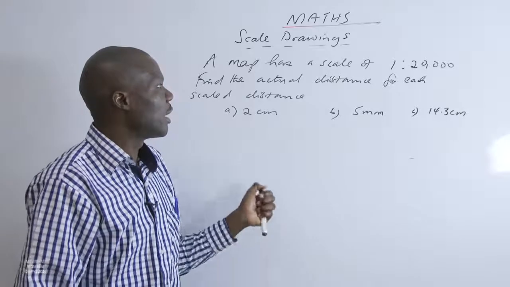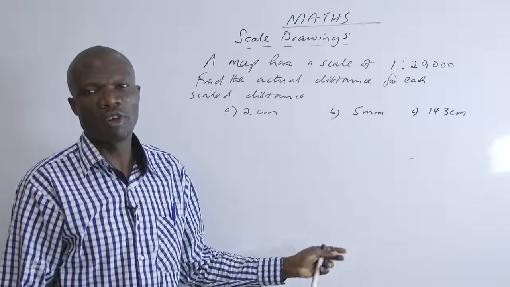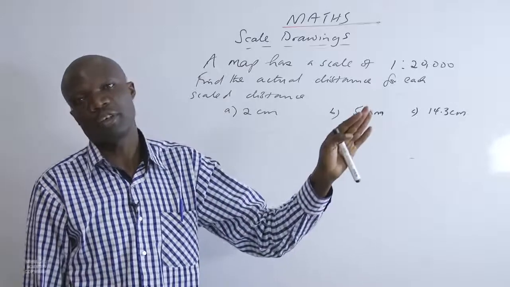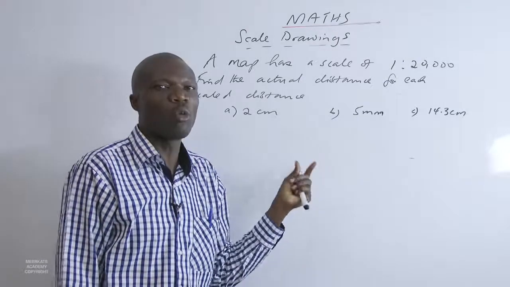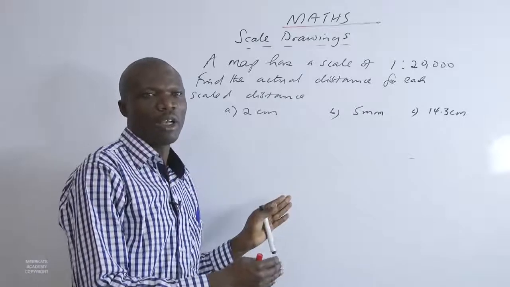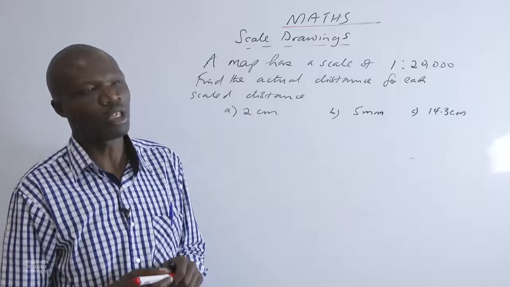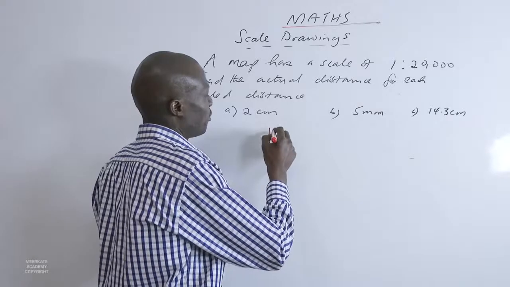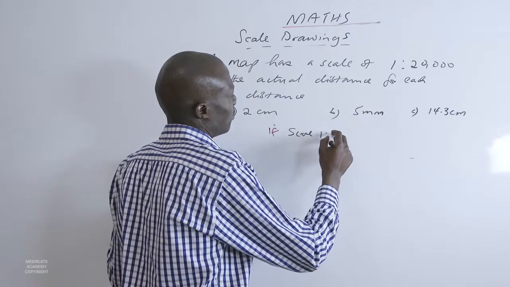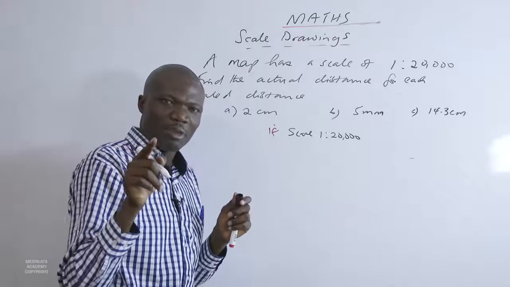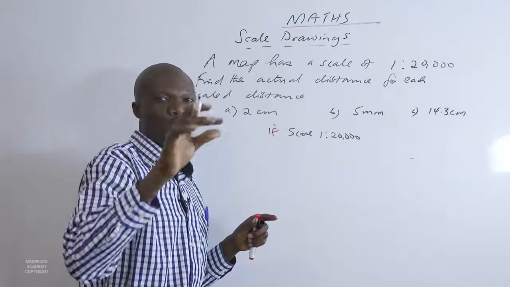So we said, if you remember the table, the diagram we had, if you want to convert scaled distance to actual distance, you will multiply by the scale factor. And if the scale has been given as 1 to something, the 1 will remain, but the second number is our scale factor, which we have to multiply with. So for this particular case, our scale is 1 to 20,000, then it means that for us to get the actual distance, we shall be required to find what is scaled, multiplied by the scale factor.